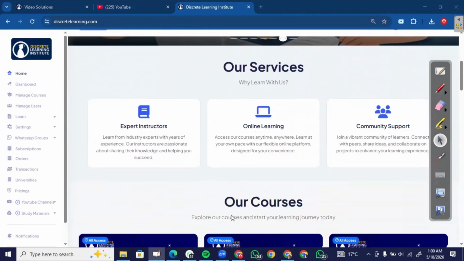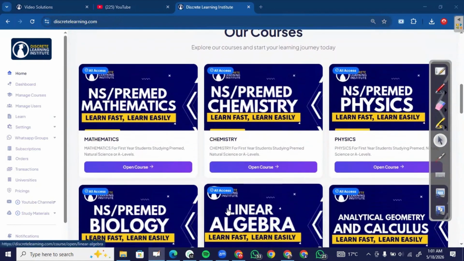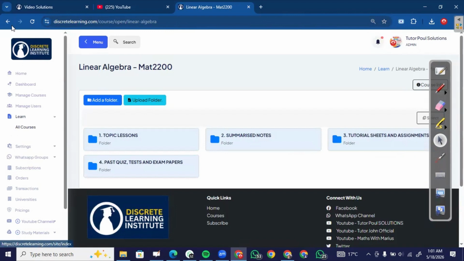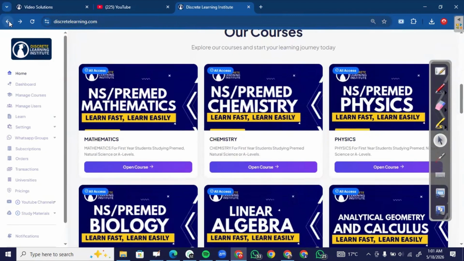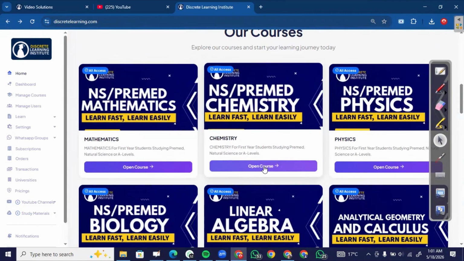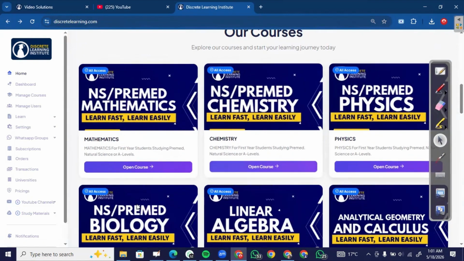When you open this website, you can see the courses that we offer here. You pick any course of your choice that you want to register for. For example, if you pick math, you just subscribe for this course, open it, and access everything. If you pick chemistry, you can open chemistry. If it's physics, if it's math, anything.